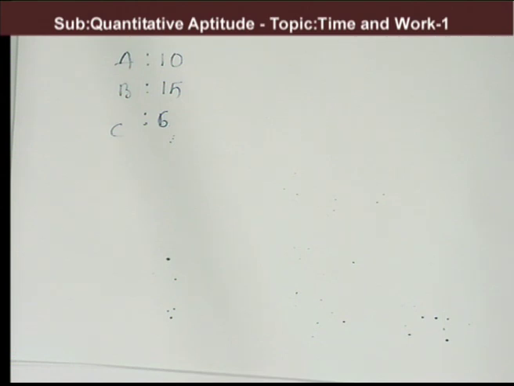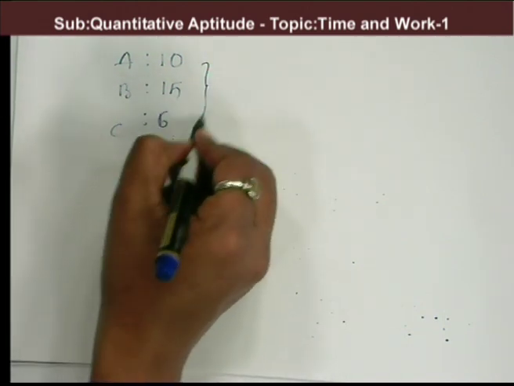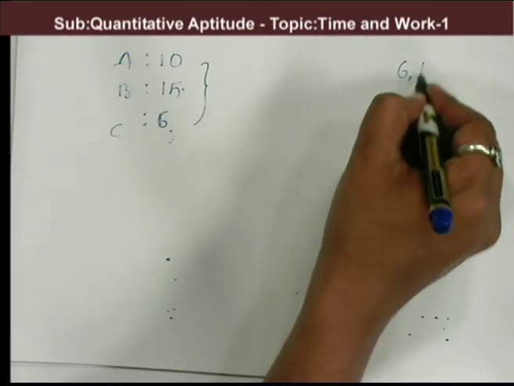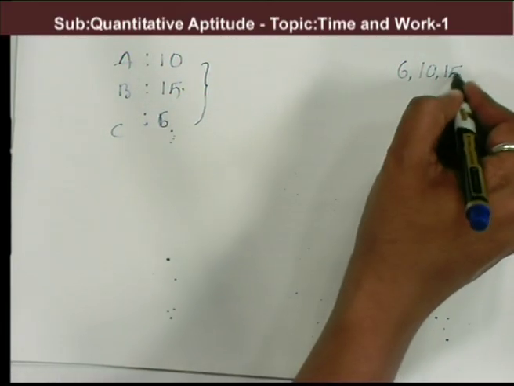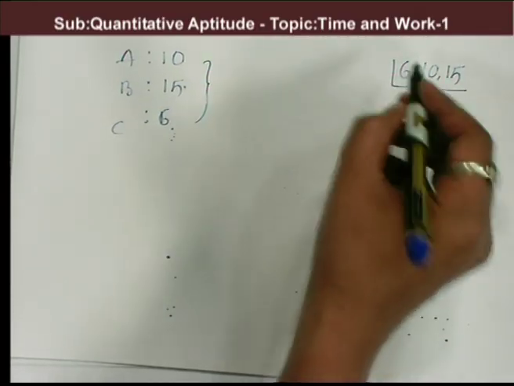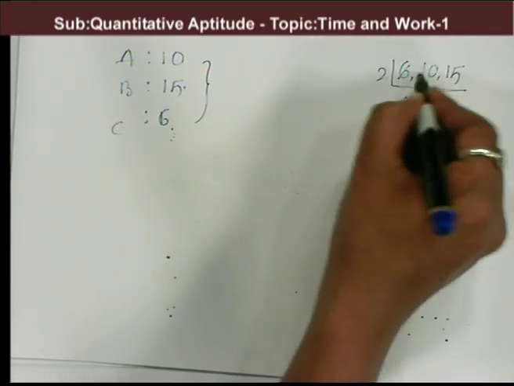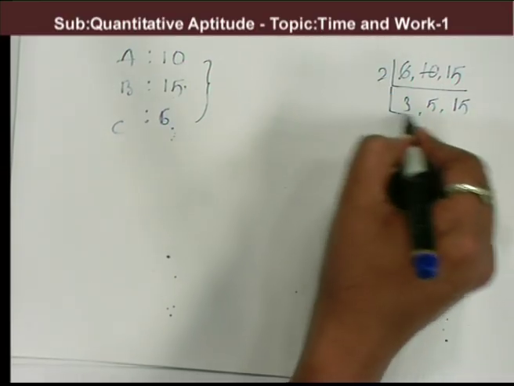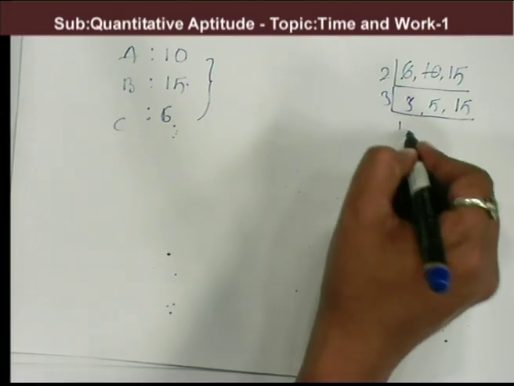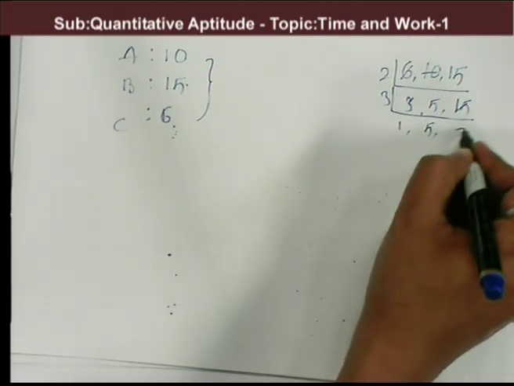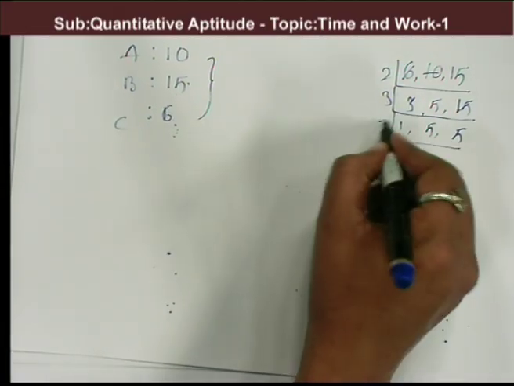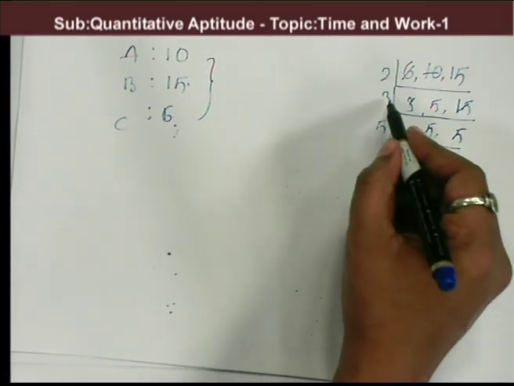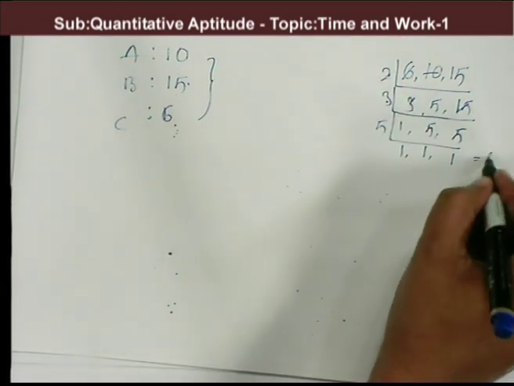So, when A, B and C are working, we take the LCM of the 3 values. What is the LCM of 6, 10, 15? You find the LCM by this method: divide by 2, we get 3, 5, 15. 15 is not divisible by 2, so we take 3 again, then 1, 5, 5. 5 is not divisible, so 5, 1, 1, 1. So 5 times 3 is 15, 15 times 2 is 30, the LCM.